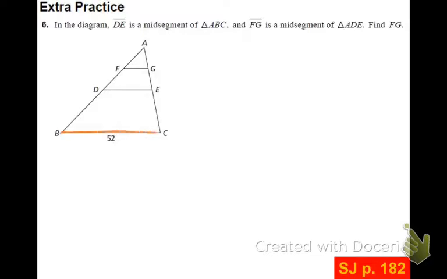So BC is parallel to DE. DE is the midsegment of that outer triangle. So that means we can take half, so 52 divided by 2, which will be 26. So that means DE is 26. We haven't answered the question yet. FG is the midsegment of ADE, so that means it is also half of 26. So you'll take 26 divided by 2, which is 13. So FG equals 13.